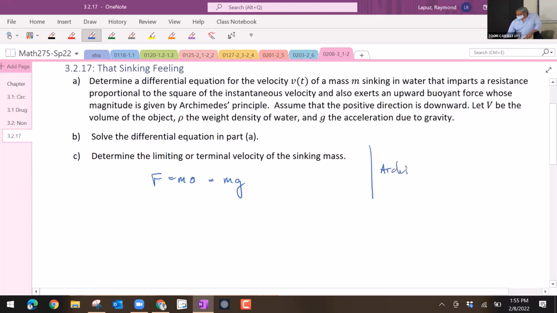Archimedes. Weight of water displaced is going to be, I'll call it F sub A for Archimedes, the density times the volume. So we have density times volume.